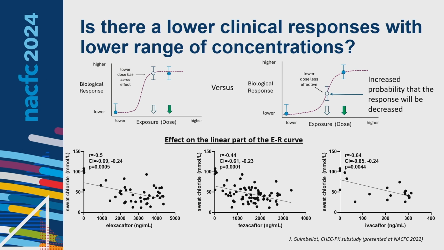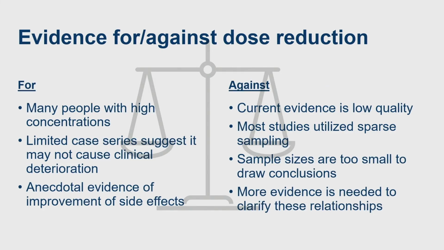So what this means on an individual level is that as you slide down that linear part of the curve, you can't guarantee that your patient is going to have a decreased response, but you do have an increased probability that that response will be decreased. So there's a variety of evidence for and against dose reduction based on what we currently have. We do have a lot of people who have very high concentrations who could tolerate a reduction.